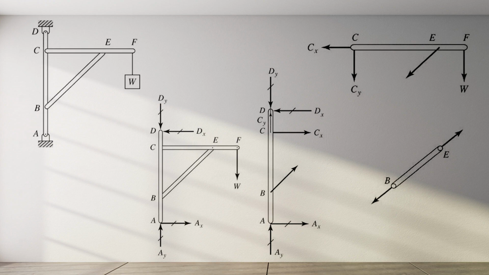Disassembling a frame or machine into component parts increases the number of unknowns by exposing internal forces at each point of connection, and because each internal force appears on 2 free body diagrams, the total number of equilibrium equations available increases faster than the number of unknowns. For statically determinate problems, this will allow for a complete solution.